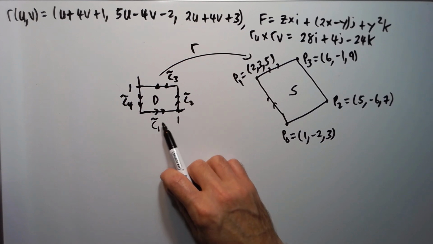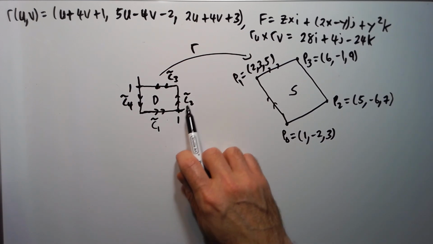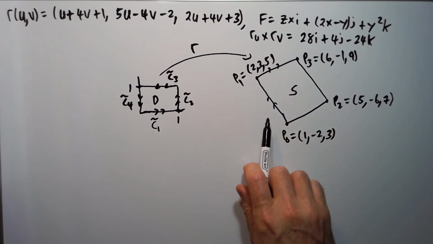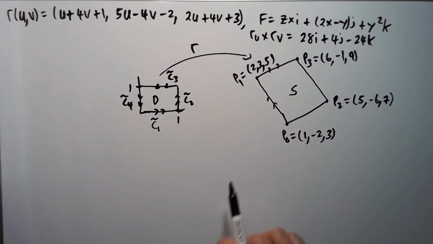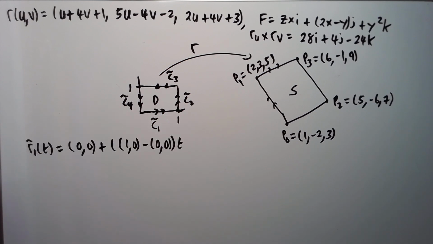So what we're going to do is go around D in the counterclockwise direction, like we did for Green's theorem. And I'm going to parameterize each of these, and then map them under my R, and they'll map over to the positive orientation for my boundary of S here. So let's parameterize my C1 tilde first. So parameterizing, we'll get this.